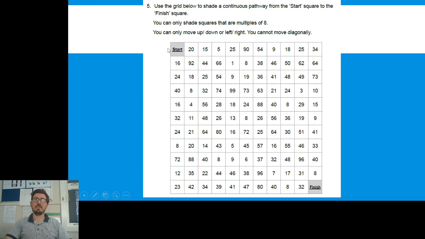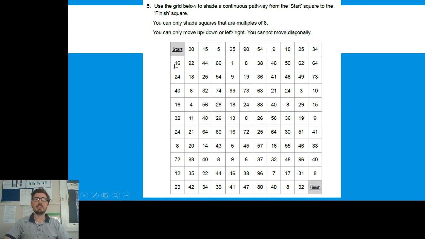So if I start here, I can only go up where there's nothing. I can go down, I can go left, which nothing is there, and right. I can't go diagonal. So for example, if I thought, okay, let's try right, the number 20, is it a multiple of 8? No, it's not. So I have to go back to the start and I'll try the other one. 16, is it a multiple of 8? Yes, it is, because 2 times 8 gives me 16.